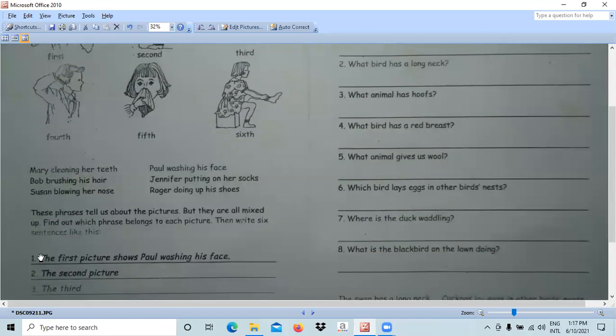The first picture shows Paul washing his face.